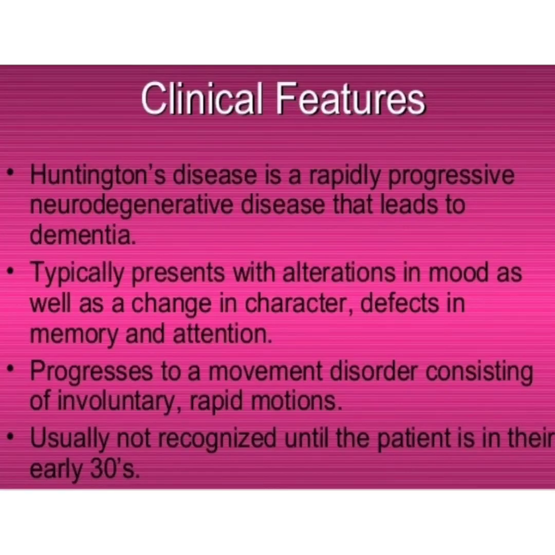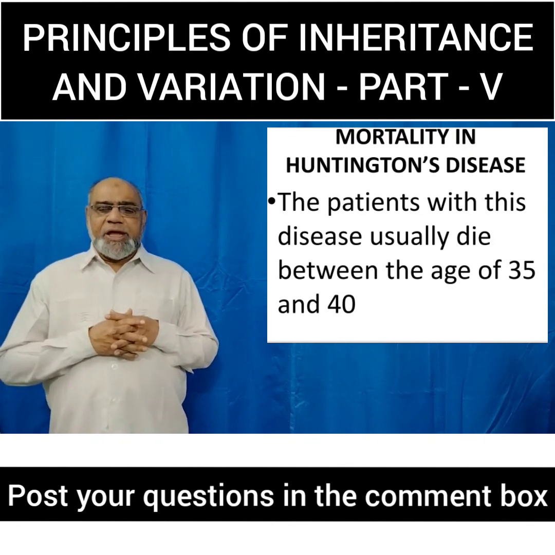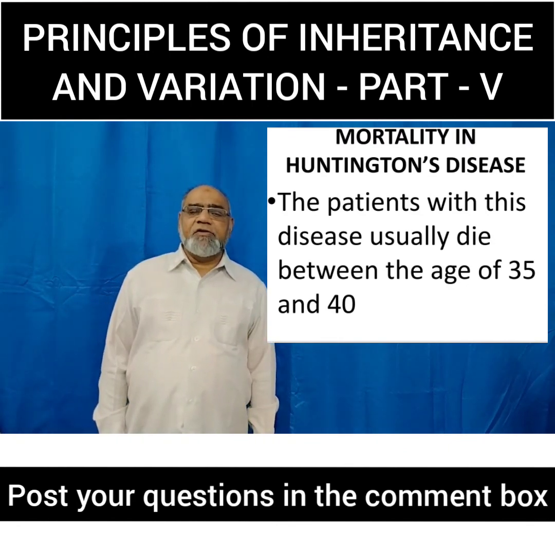So what are the clinical features? Huntington's disease is a rapidly progressive neurodegenerative disease that leads to dementia. It typically presents with alterations in the mood as well as a change in the character, defects in memory and attention, and progresses to a movement disorder consisting of involuntary rapid motions, usually not recognized until the patient is in their early 30s. Now the patients with this disease usually die between the age of 35 and 40 years.